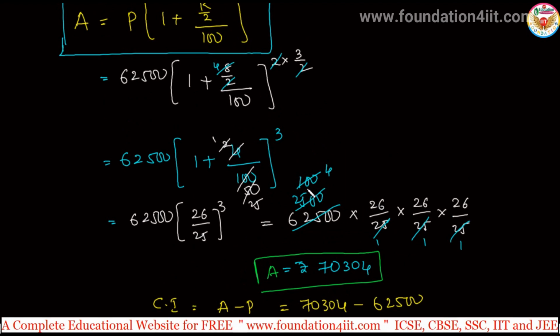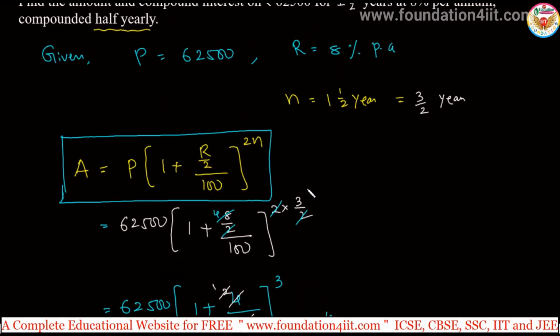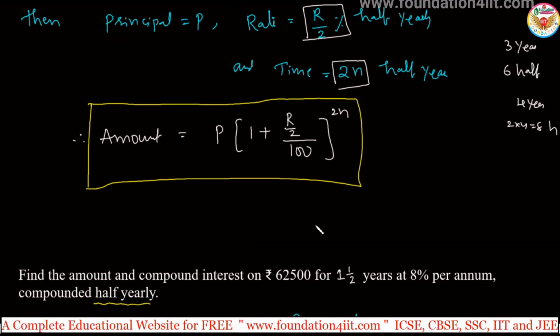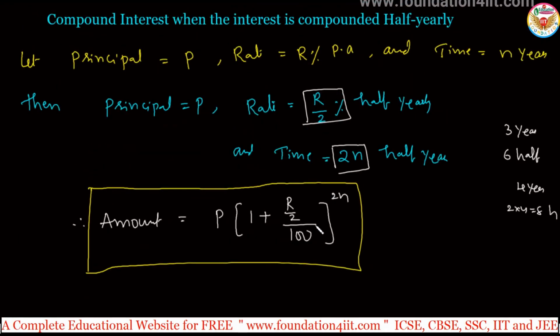Okay, the main thing is the formula is this. Need not worry, just the same formula, R by 2 whole to the power 2n. R is the rate of interest per annum only, n is the number of years. After substituting in these places, in the next step it will be converted into half years. Okay, so this is the only formula we can apply for compound interest when interest is compounded half yearly.